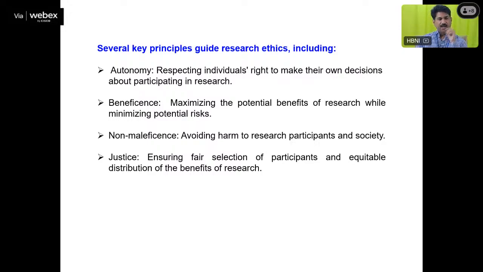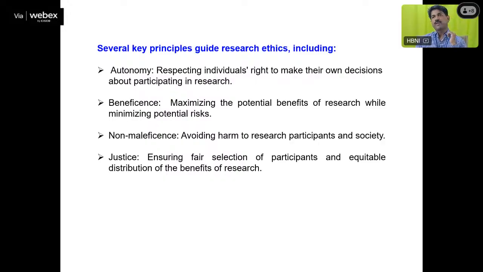Next is beneficence. Beneficence is maximizing the potential benefits of research while minimizing the potential risks. In other words, we can say that this is doing good or acting in a way that benefits others. This is nothing but actively promoting the good. This type of beneficence is very important when we are talking about healthcare research. Here we have to prioritize the well-being of the individuals, so we have to give importance to the benefits of others.